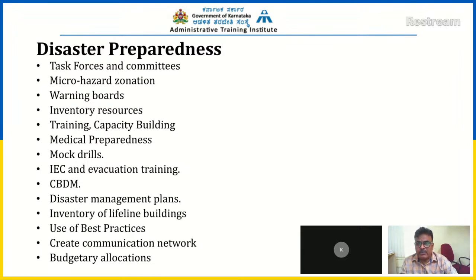Create a communication network. This is actually a very important thing. A communication network could be as simple as social media, maybe WhatsApp groups, Facebook groups, and even Twitter, etc. We also use mobile apps wherein all the important persons who are supposed to manage the disasters are grouped, and they are sent messages through mobile apps, and they will be alert. So all these kinds of things are being done now in the communication network.